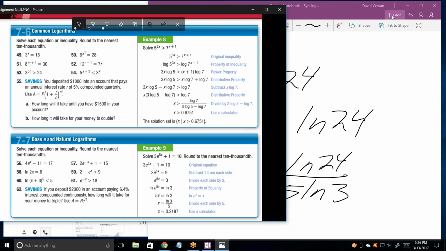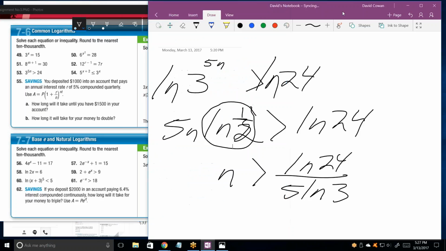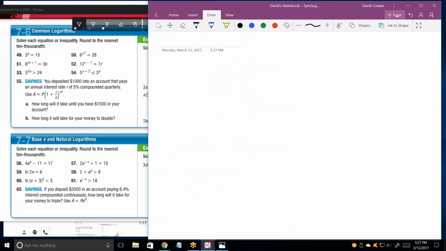It's the next problem. We only have 3 or 4 minutes, but maybe we can cover one. Give me a second here. That was 53. Oh, it says the next one is 60. Let's see whether we can do 60 quickly. We've got the natural log of x plus 3 less than 5.